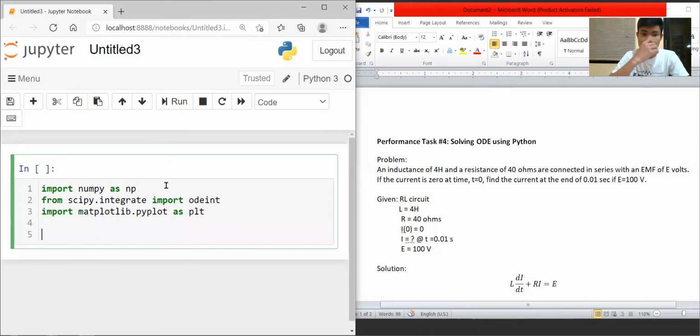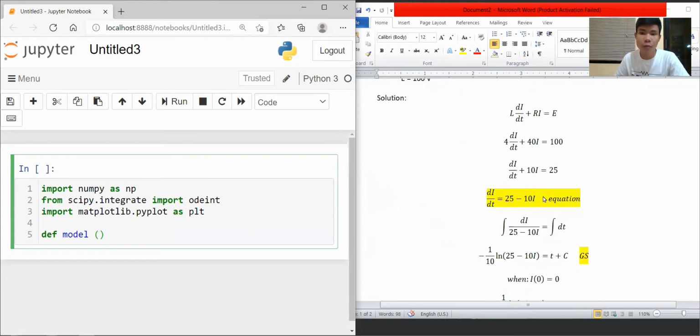And next, so after na import natin the necessary packages, we now proceed to our function. So our model, we will input here the variable, the independent and dependent variable. So dito, ito na yung equation natin. Note that this is our equation and our dependent variable is I, capital I rather, and our independent variable is t.